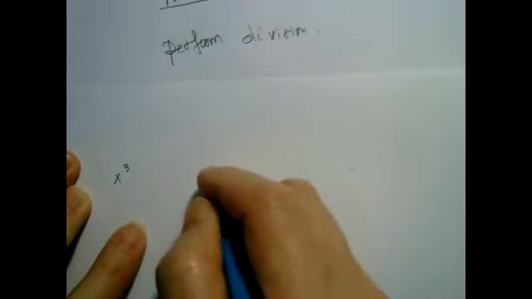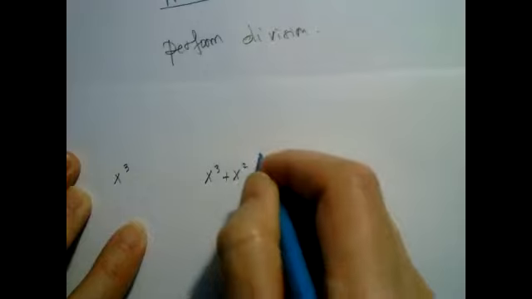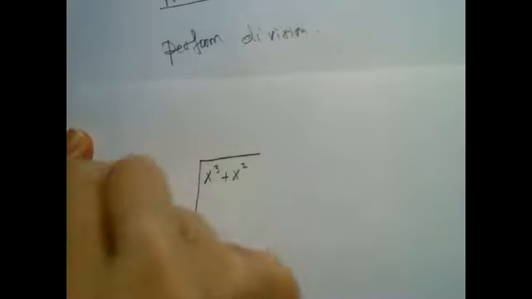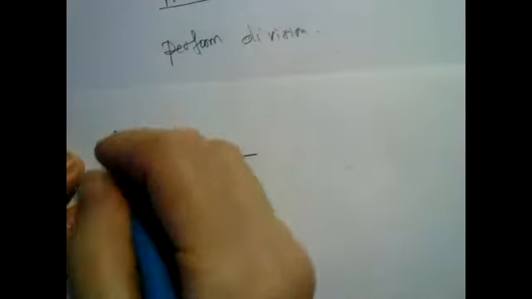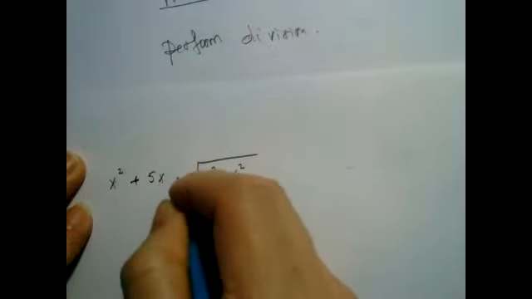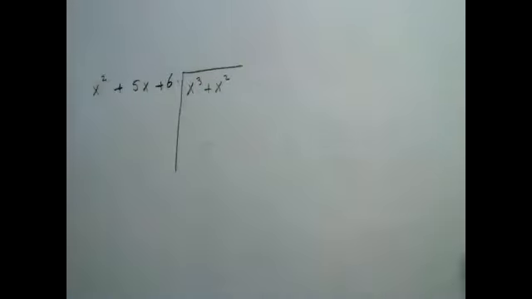So I have x cubed plus x squared divided by x squared plus 5x plus 6. Okay, so that's a division I need to perform. All right, so let's see how we do it.